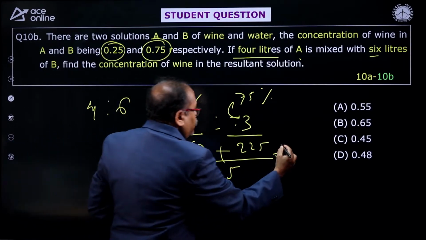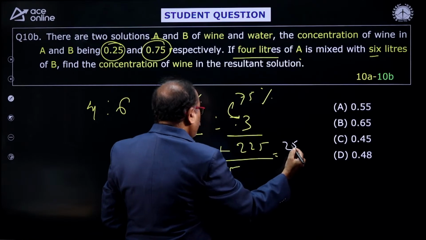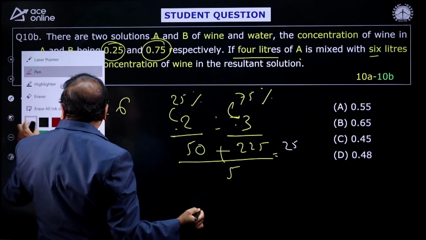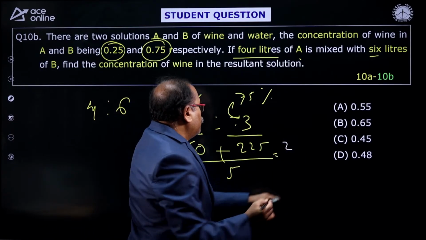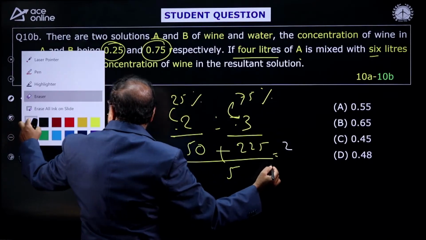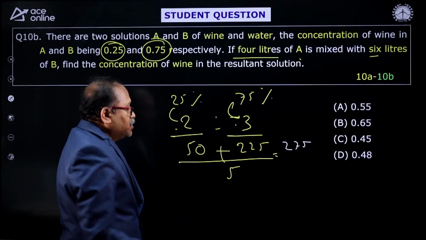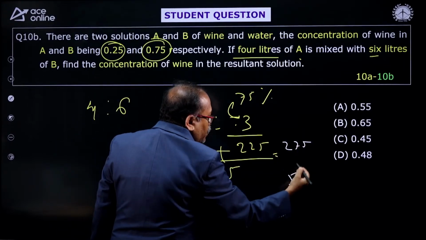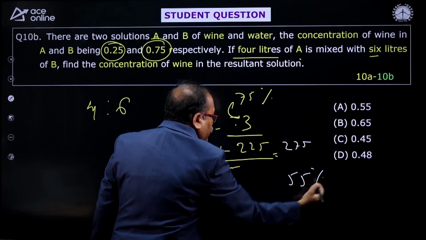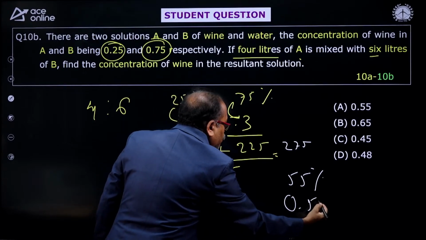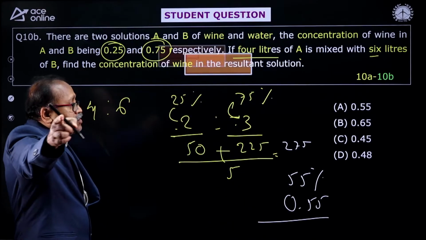Let's do it this way. 275. Okay, 275 divided by 5 is your answer. So 5 is 25 and 5 is 25%. I can write this down as 0.05. Your option choice is A.